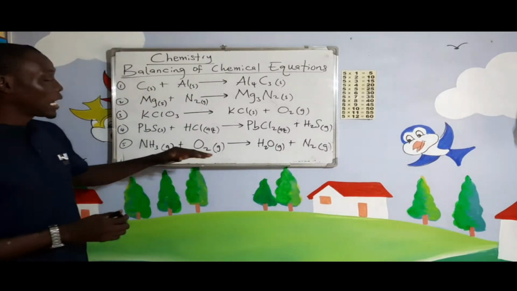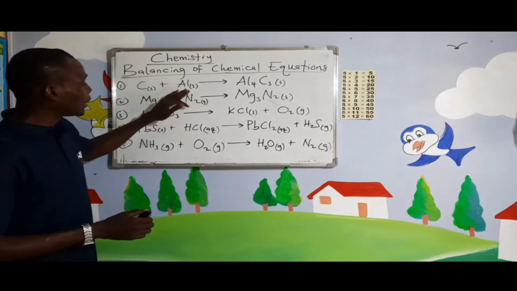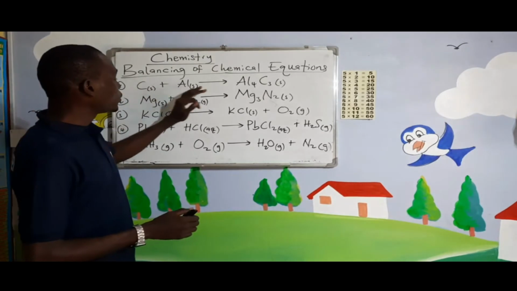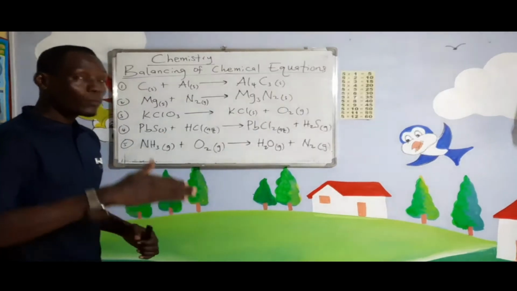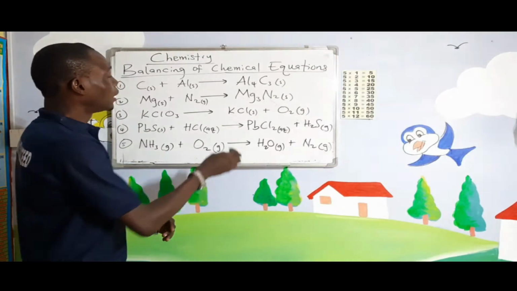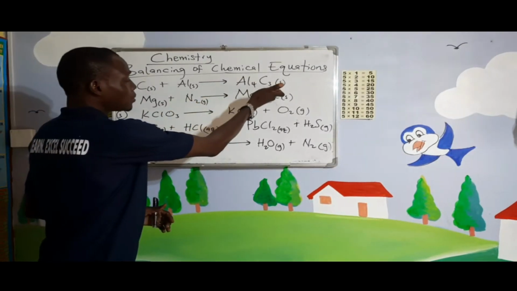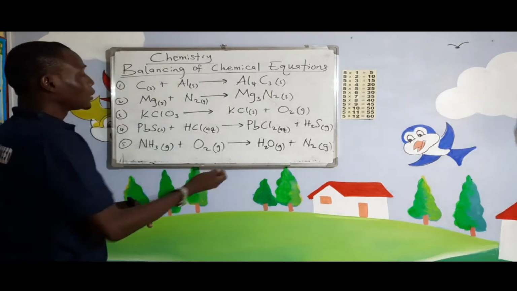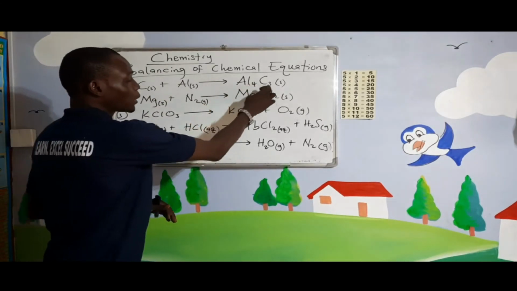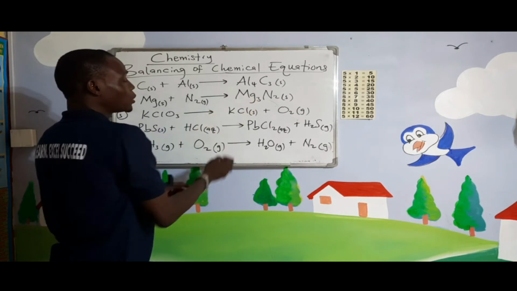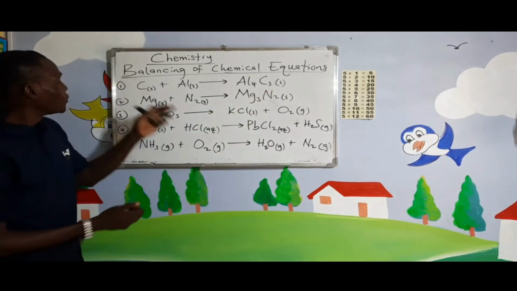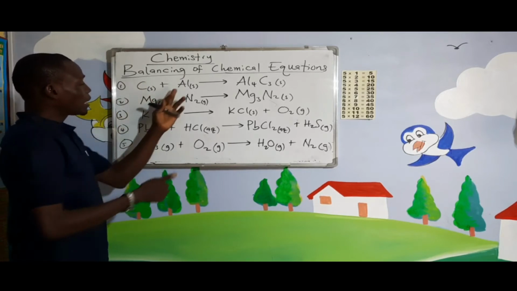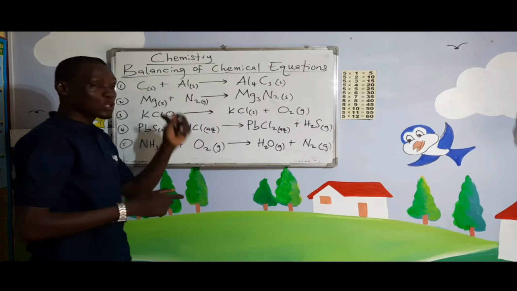The first one is a reaction between carbon and aluminium to form aluminium carbide. Now, if you look at the equation, it's not balanced. These are the reactants, while this is the product. In the product, aluminium carbide, you have 4 atoms of aluminium and 3 atoms of carbon. But in the reactants, we have only 1 atom of aluminium and 1 atom of carbon.